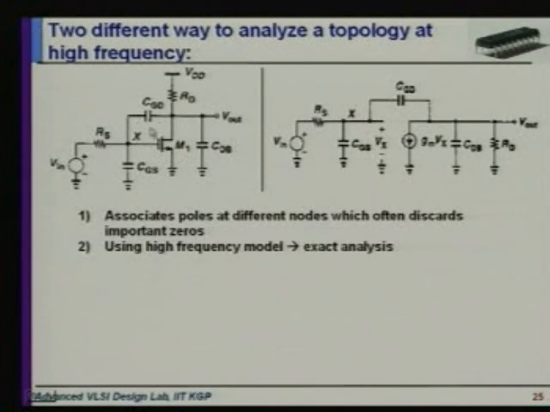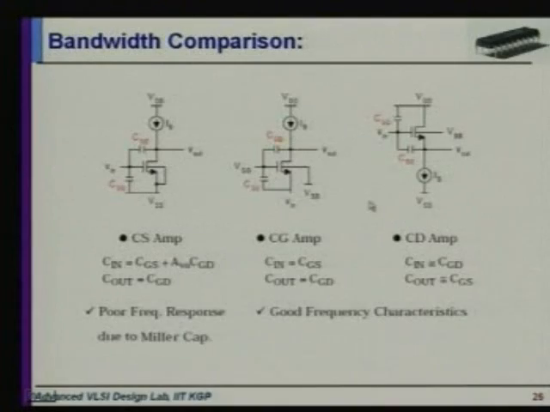If we break this CGD by Miller's theorem, because we know what the gain from this to this is, it is nothing but gm RD, where RD will be the output resistance of that particular case, or R0 if specifically said. So for that case, there will be another parallel capacitance here, that will be CGD into 1 plus gm RD, and here it is nothing but CGD. This is nothing but the small signal high frequency model.